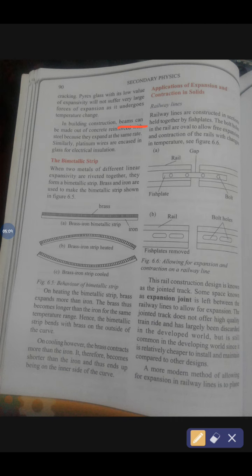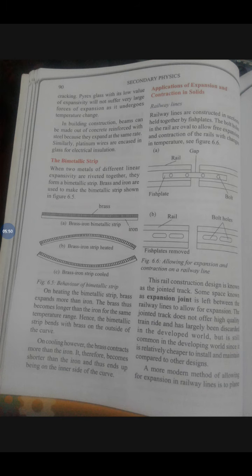Now, another place where we can see the expansion is in the bimetallic strip. A bimetallic strip is a material that is made from two metals reinforced together. Now, I want to look at this diagram here. In that diagram, we have one bimetallic strip. That bimetallic strip is made from brass on the upper side, the shaded part, and iron on the lower side that is not shaded. So I want you to look at that diagram properly.